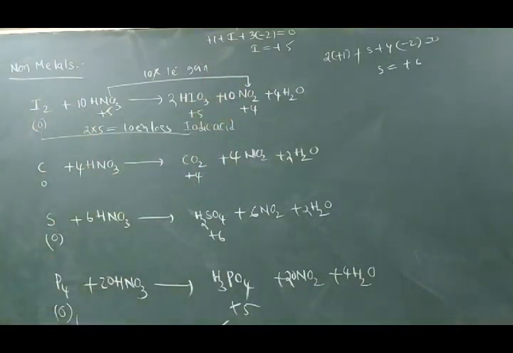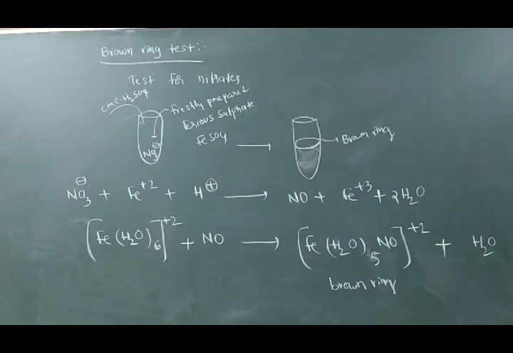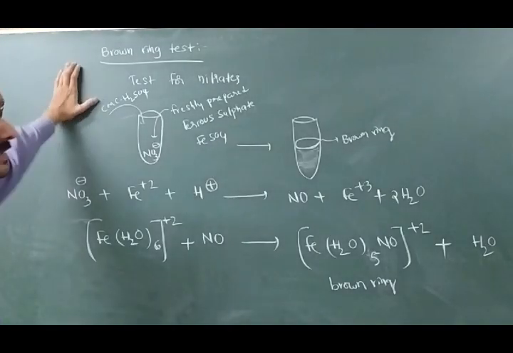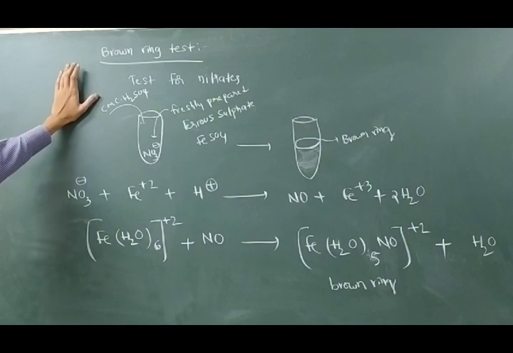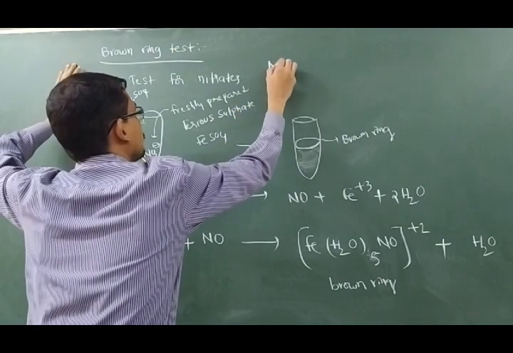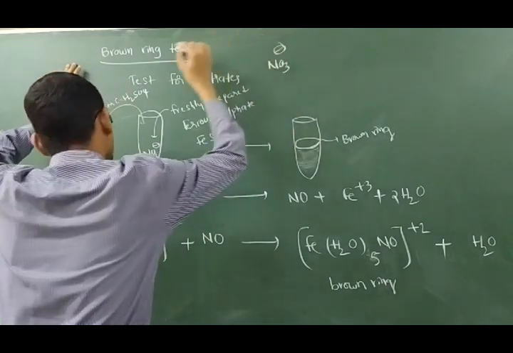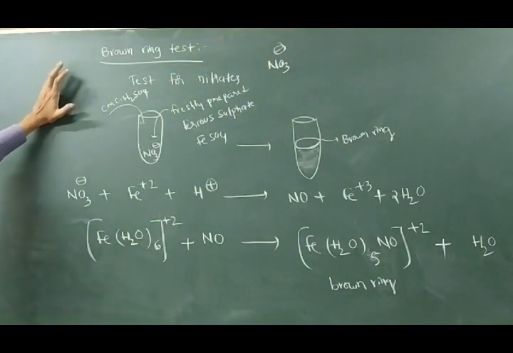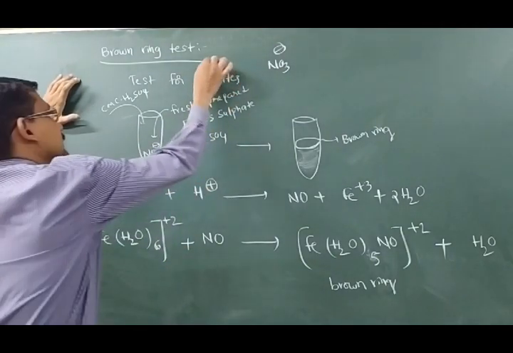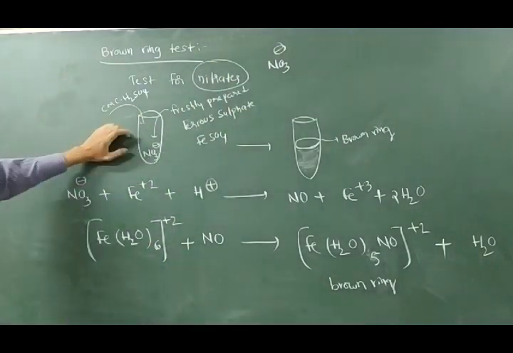In this way, we are going to get some reactions with the non-metals. Next, we will see the brown ring test. This will be useful for testing nitrates. For testing what? NO3 minus ions. Wherever NO3 minus ions are there, we can test that, like KNO3, NaNO3, HNO3. Wherever NO3 is there, we can easily test by using which test? Brown ring test. Test for what? Nitrates. This one.